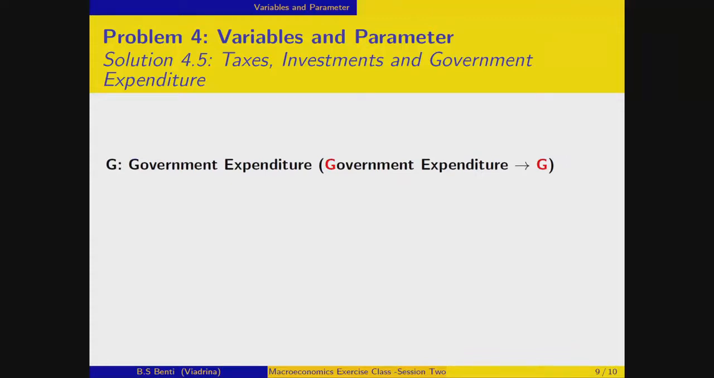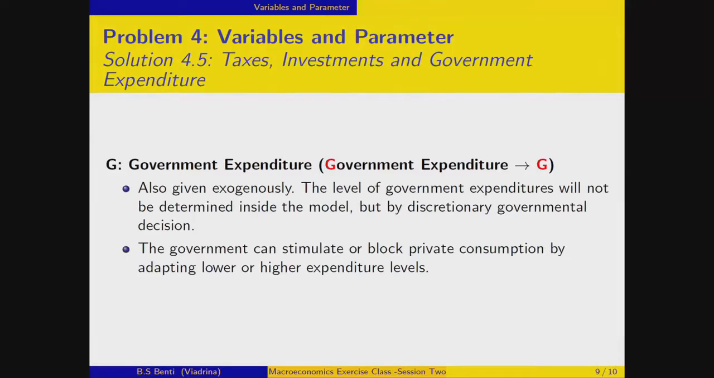The final item on our right-hand side of the equation is G, government expenditure. This is exogenously given, and the level of government expenditure will not be determined in the model. When we say exogenous, we are just clearly stating that this is not going to be determined in the model, but is a pure decision of the government on how much it should spend at a certain amount of time. As we have seen in the case of taxes, the government can stimulate or block private consumption by manipulating its government expenditure level.